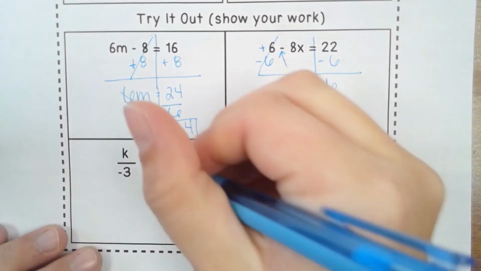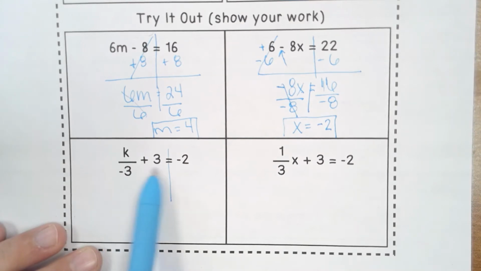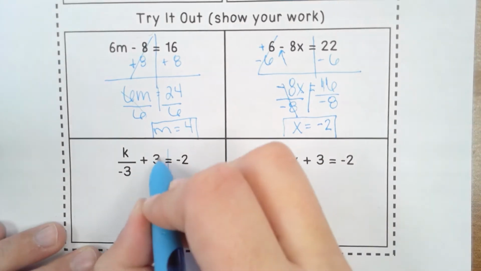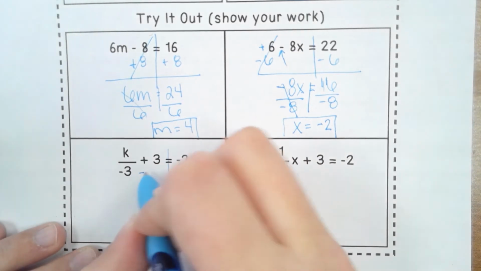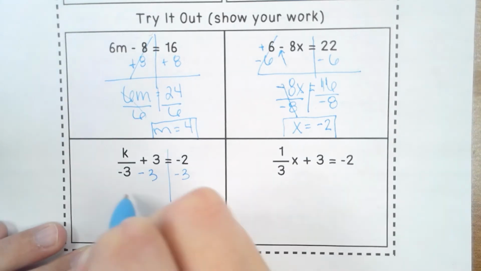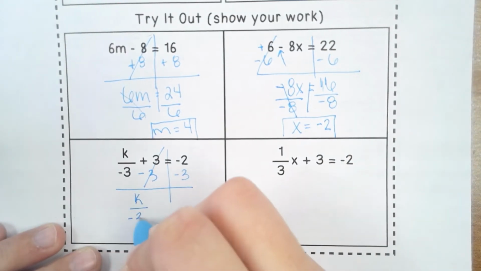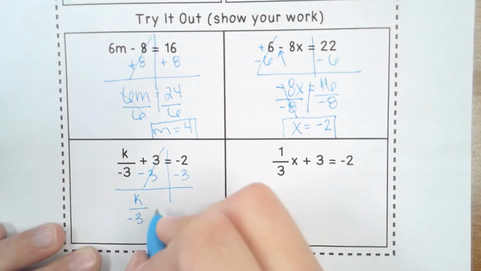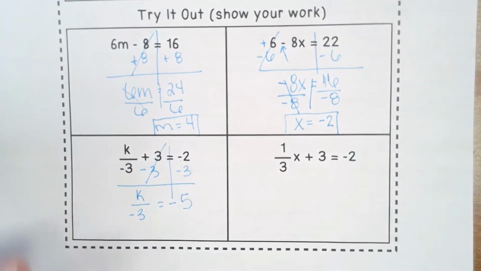Alright, next one down here. So same thing, look at the side that your variable is on, and you want to move the number that's adding or subtracting first. So in this case, we want to move the plus 3. So since it's adding 3, if we want to move it, the opposite of adding 3 is subtracting 3. And our result is going to be k divided by negative 3 equals negative 2 minus 3 is negative 5.